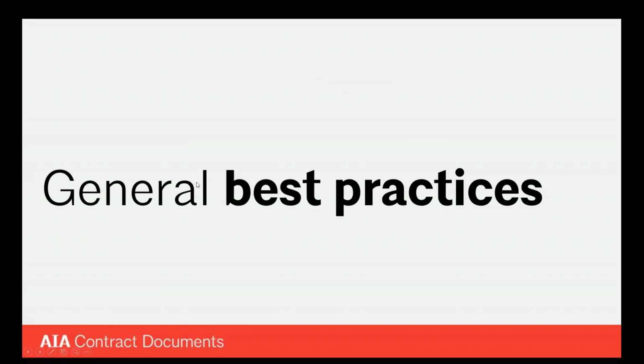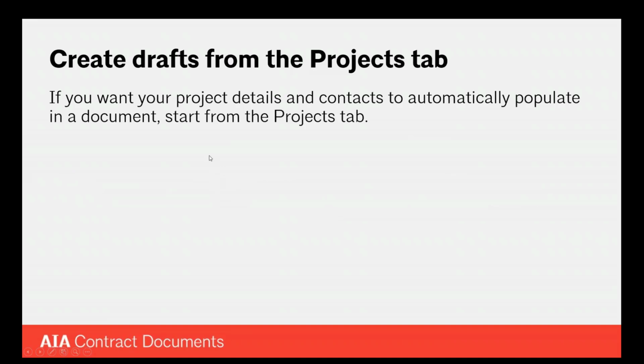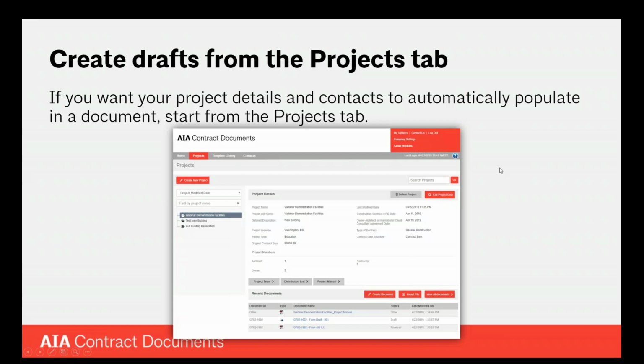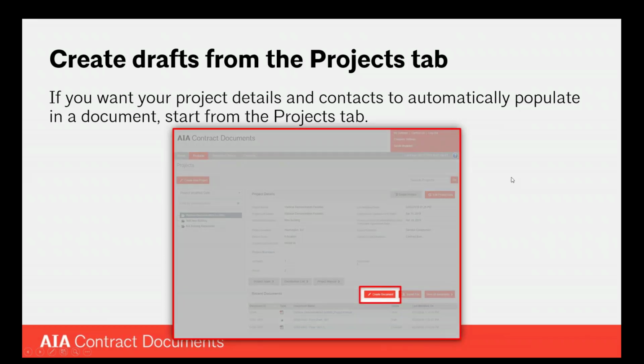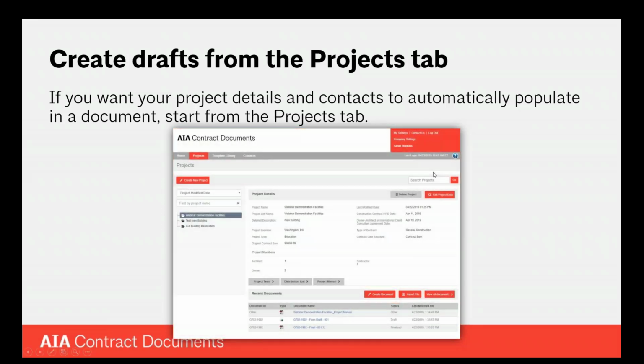So starting with those general best practices, the first is that you should be creating your drafts from the Projects tab. When you're in the Projects tab, make sure you're using that Create Document button when you're actually going to create a document draft. If you're trying to create document drafts by downloading a template from the template library, that template is going to be blank. By creating a draft from the Projects tab, that's a good way of making sure that your project details are going to automatically populate into those gray boxes in your document drafts.